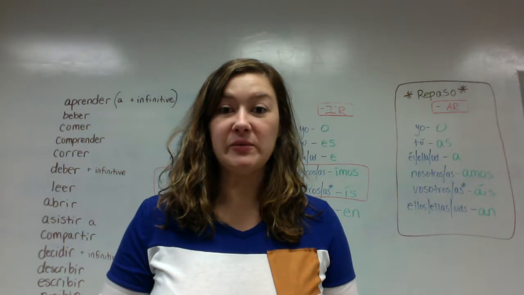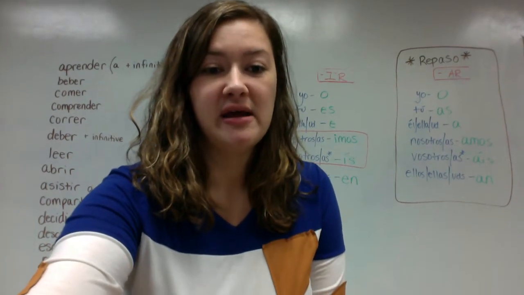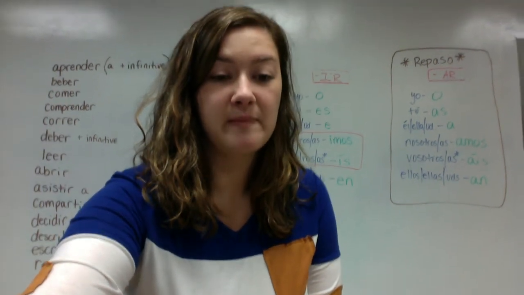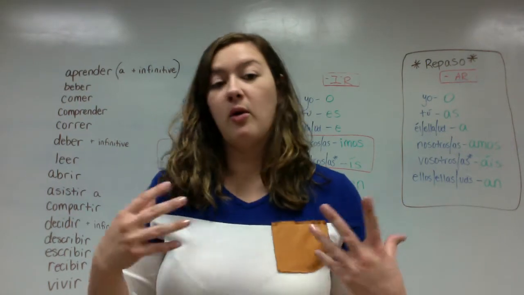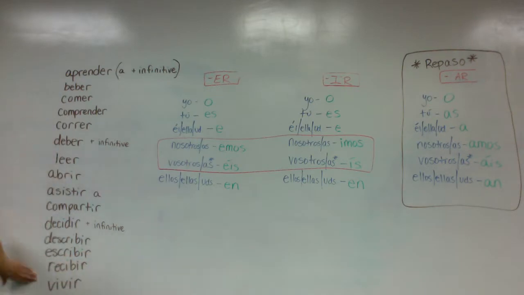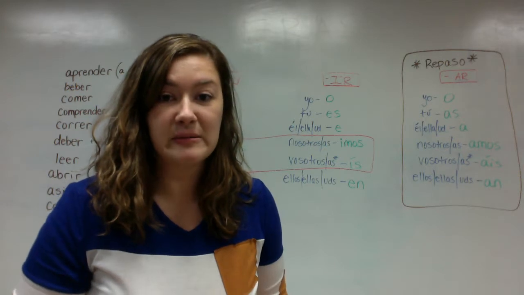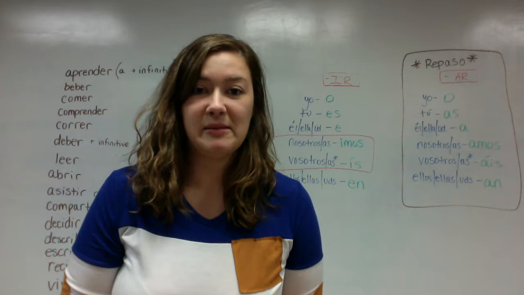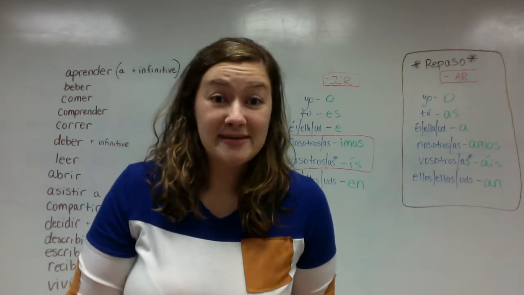So today we are going to be learning the ER and IR verbs. Remember we learned the AR verbs and now I just want to do a quick review. So we're going to first go over all of our verbs and say them out loud. Then we're going to say the definition of each of the verbs, and then I will explain to you how to conjugate them and how to use them in a sentence, all right? So let's begin with a quick repaso, a quick review.